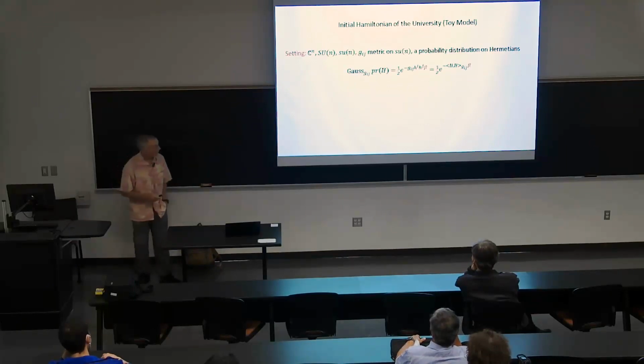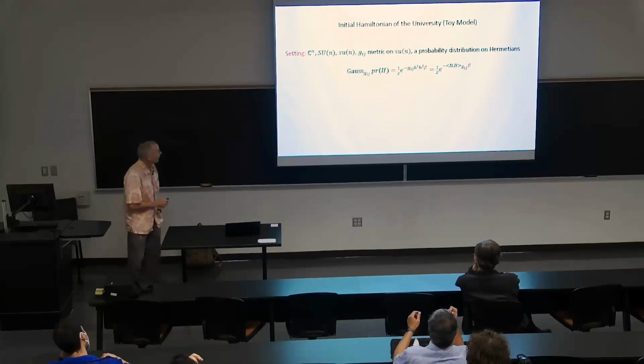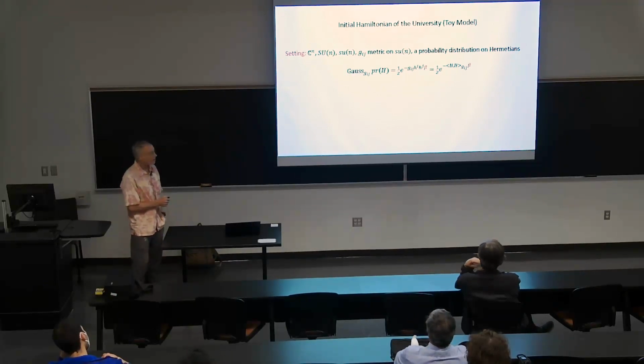So here are the actors in the story, all written out on one line mathematically. C^n is the finite dimensional Hilbert space, with its inner product. SU(n) is its group of symmetries of the inner product.